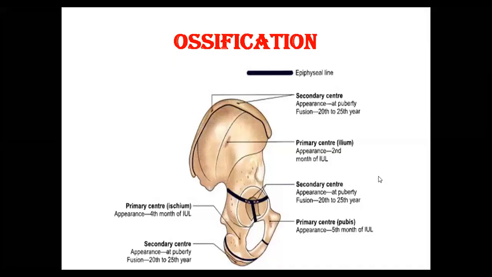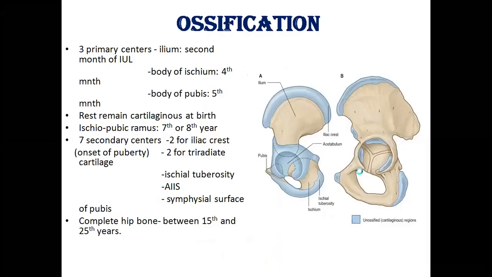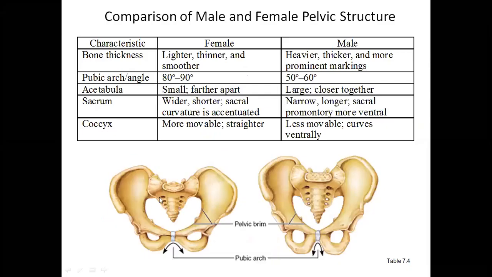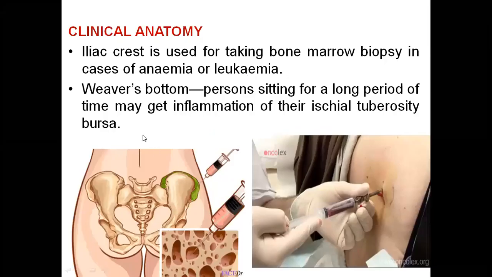So that is all about ossification. Then, of course, male and female pelvic bones are quite different. You have a separate lecture for it. Nothing to worry. Now, the clinical significance of this hip bone is that the iliac crest is the point which is generally chosen to take bone marrow biopsy in case of anemia or leukemia.